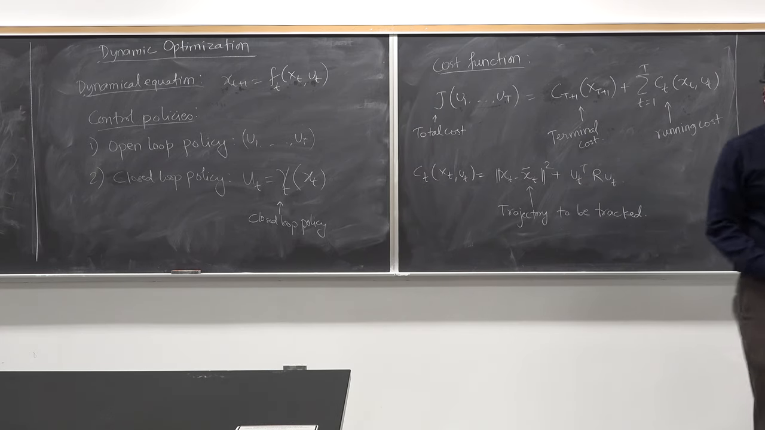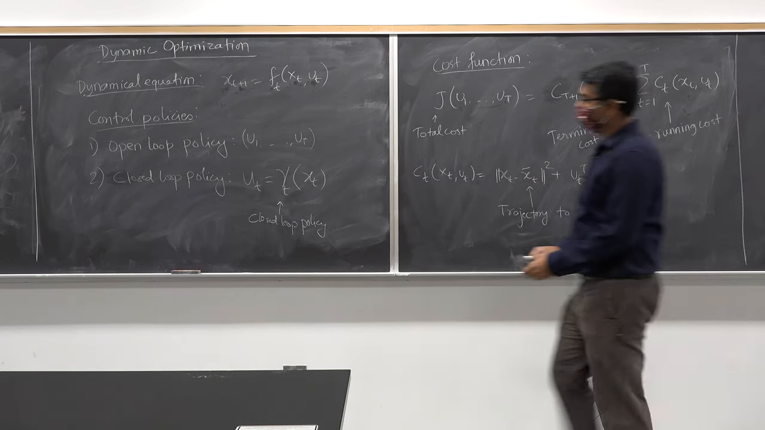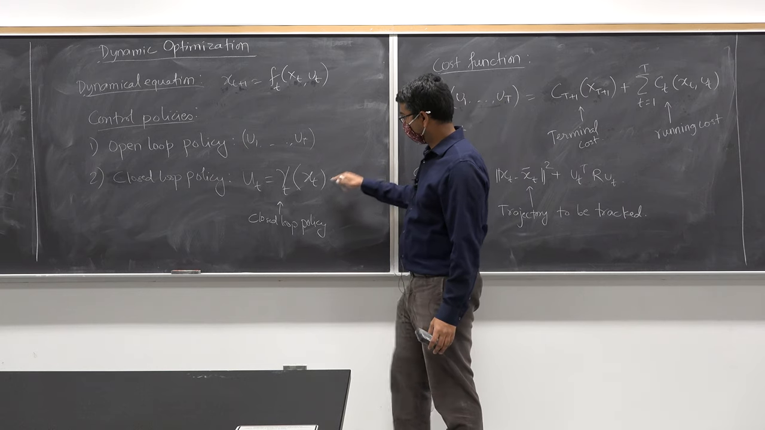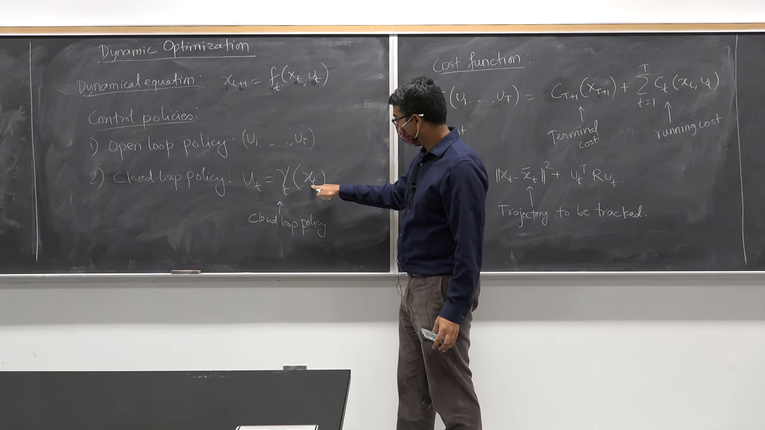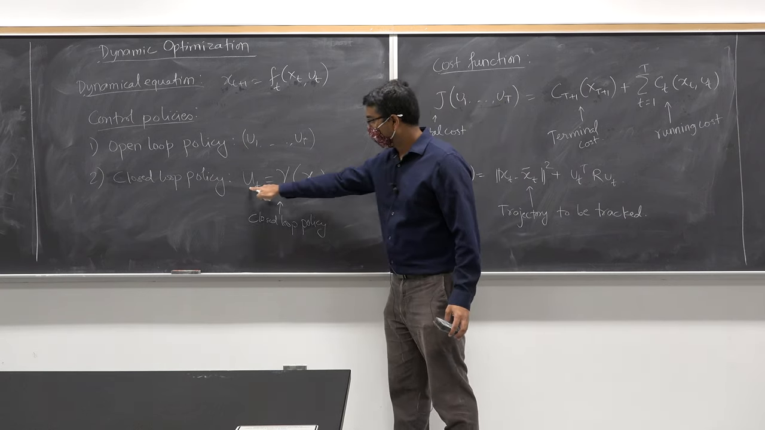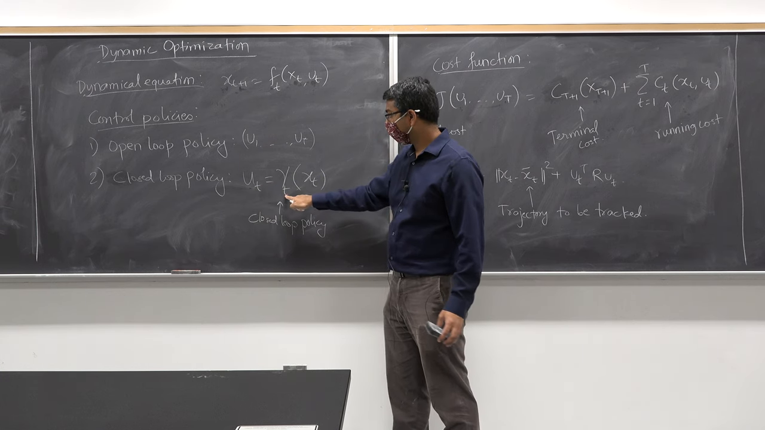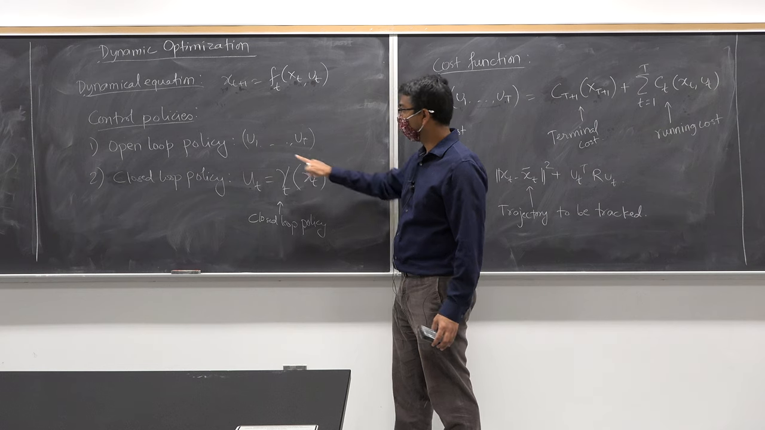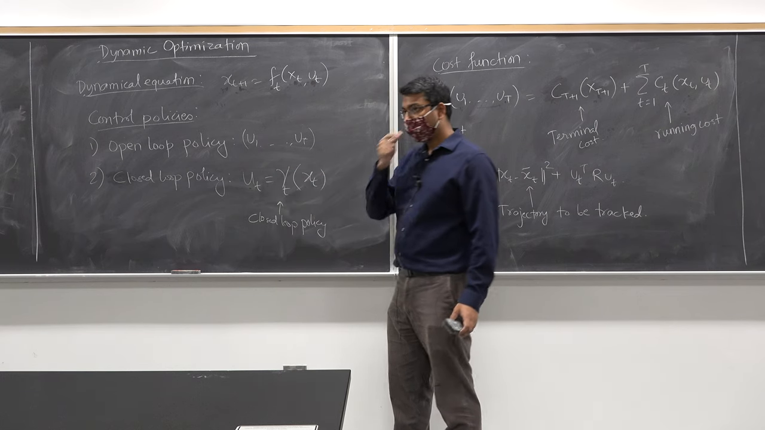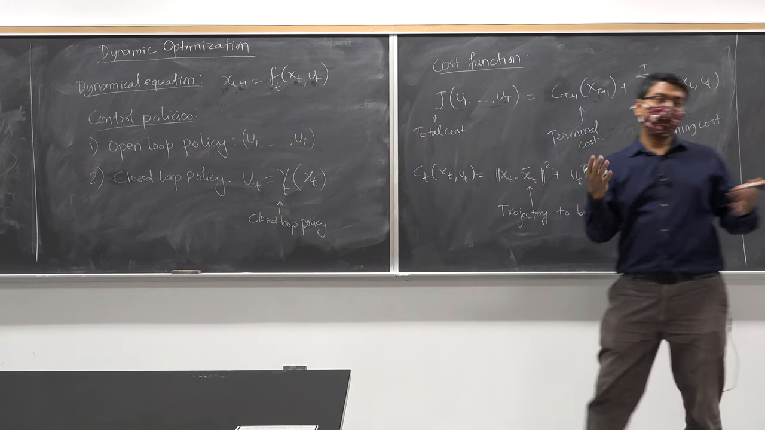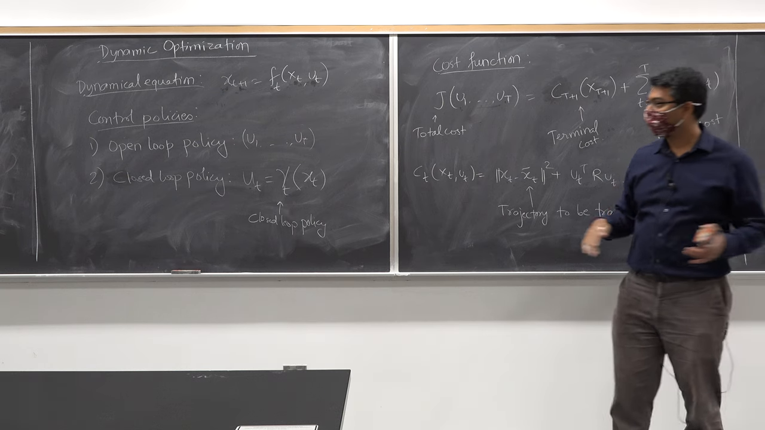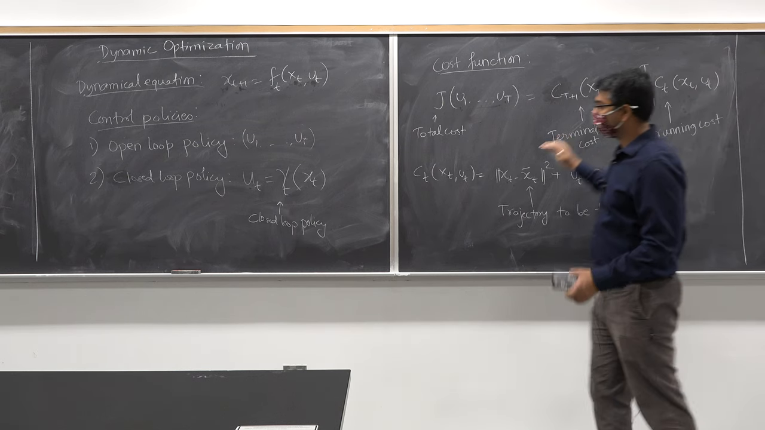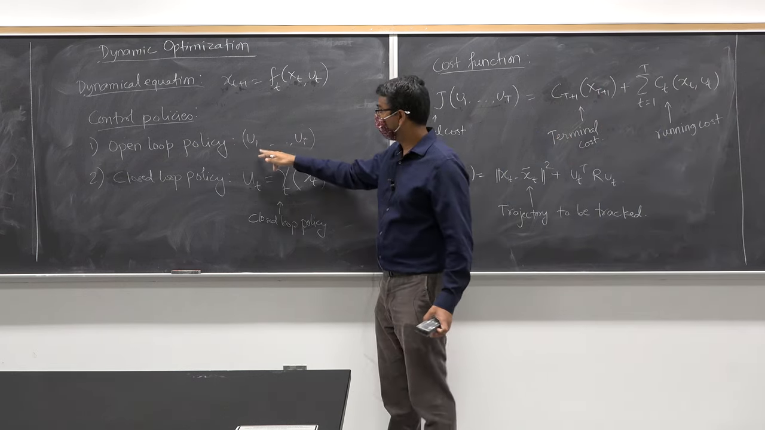So the question is, consider these two policies. One is a closed loop policy, where I look at the current state and then make my decision according to some map gamma t, which is known as the policy. In an open loop policy, I look at the initial state. Okay, I'm at the university and I need to get home. So that's my cost function. I want to get home.